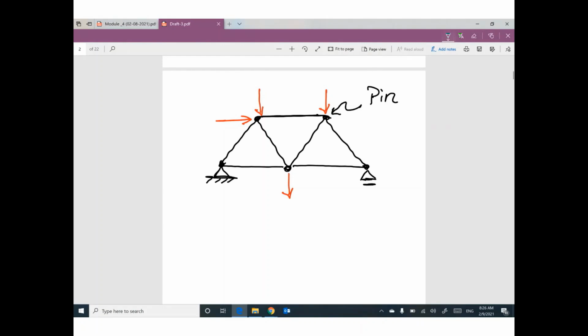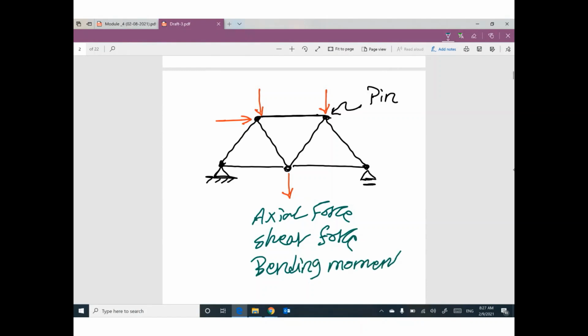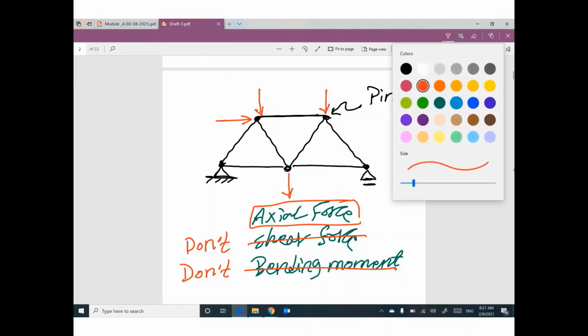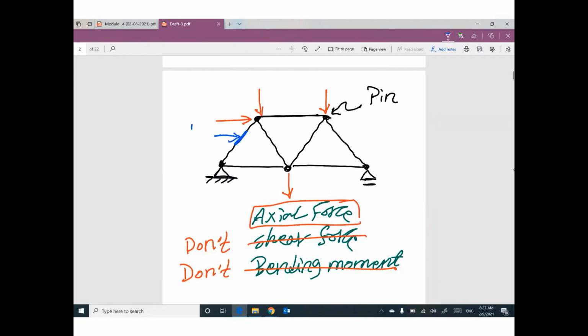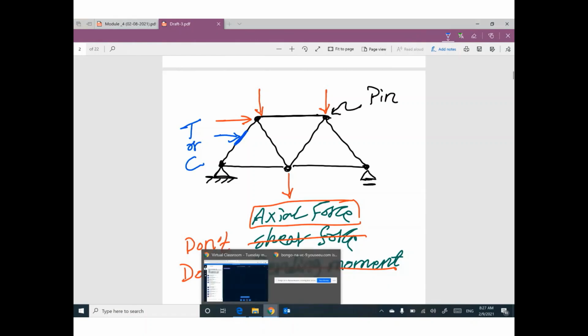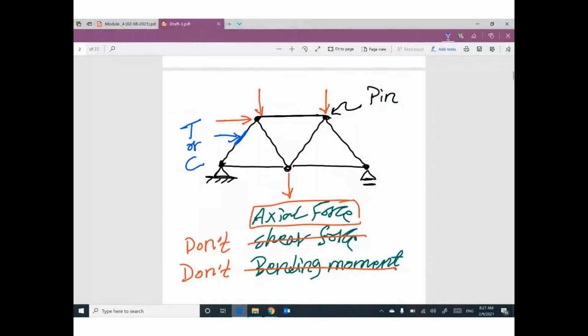The only internal force, if you remember, we have three internal forces in beams and frames. One called axial force. We have shear force. We have bending moment. That's right. This is for beams or frames. But for truss, we don't have shear. We don't have moment. We have only axial force. So this member will have axial force, tension or compression. That's it. This is the defining of trusses.